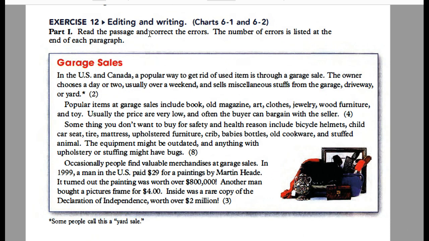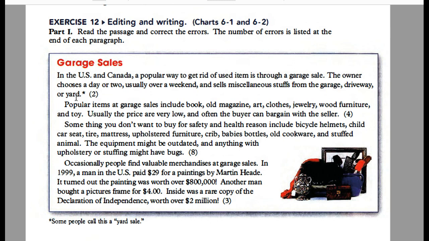So here we have read the passage, correct the errors, and this question needs your editing. You have to edit singular and plural nouns. Like here, in the US and Canada, a popular way to get rid of used item is through a garage sale. So the owner chooses a day or two, usually over a weekend, and sells miscellaneous stuff from the garage, driveway, or yard.